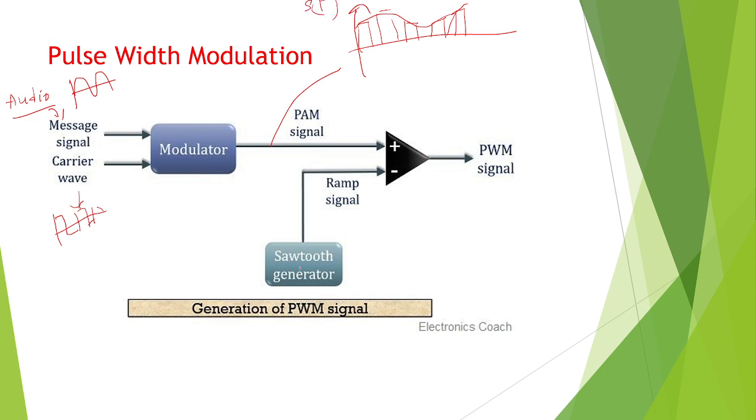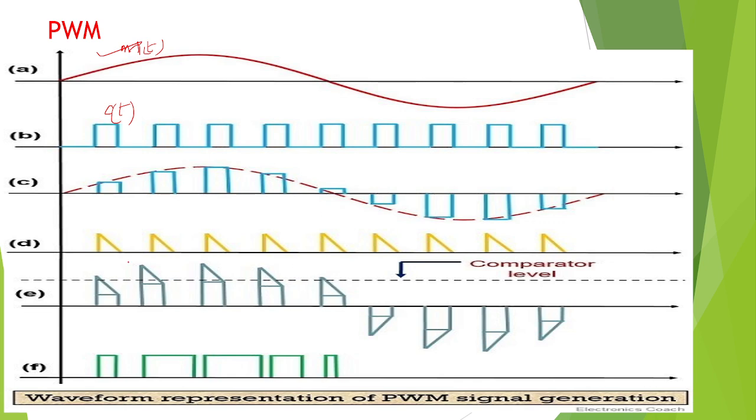Again we are taking one more sawtooth waveform to get the pulse width modulation. So here I am taking the sawtooth. This is the sawtooth waveform. Again you are taking one more carrier, so both are added here. You can see this here. This is the pulse amplitude modulated, PAM, signal.